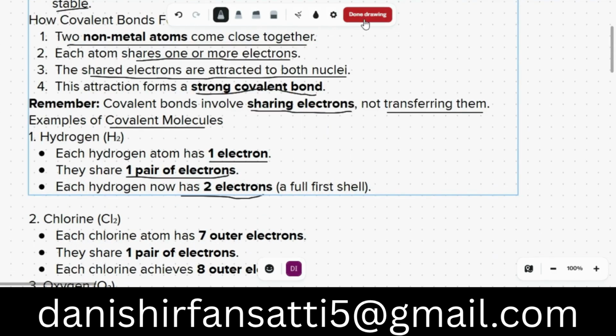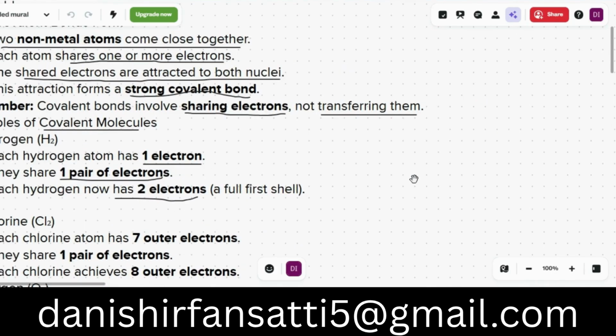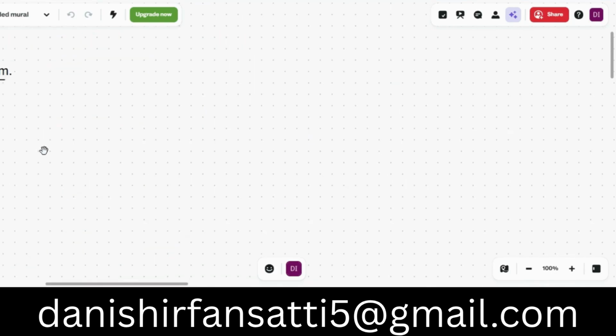So I will give you one example. For example, I will draw a dot and cross diagram here. Just one second, I will just pick up my pen.